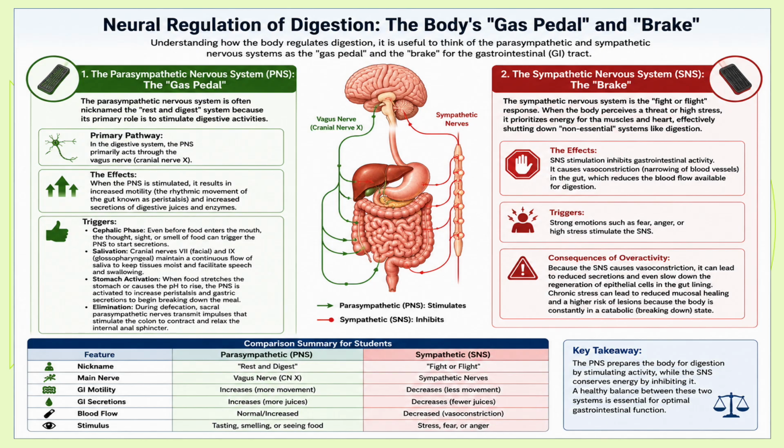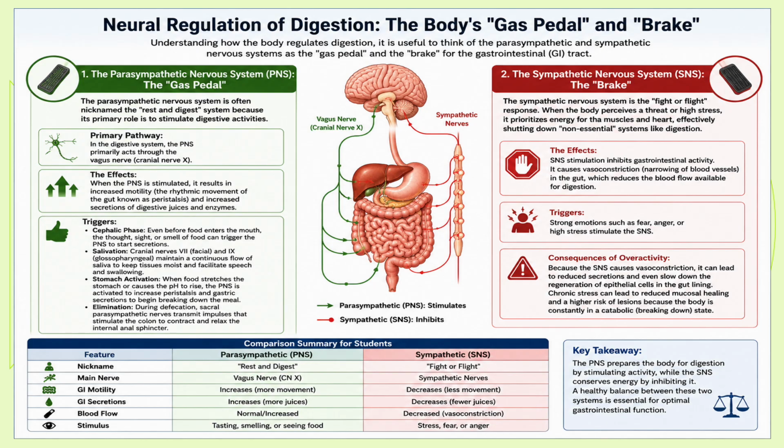The PNS can be activated or triggered even before food enters the mouth. And how does that happen? So during the cephalic phase, the sight, smell, or even thought of food stimulates the digestive secretions, right? You smell something and you're like, "Ooh, that smells good. That makes me hungry."